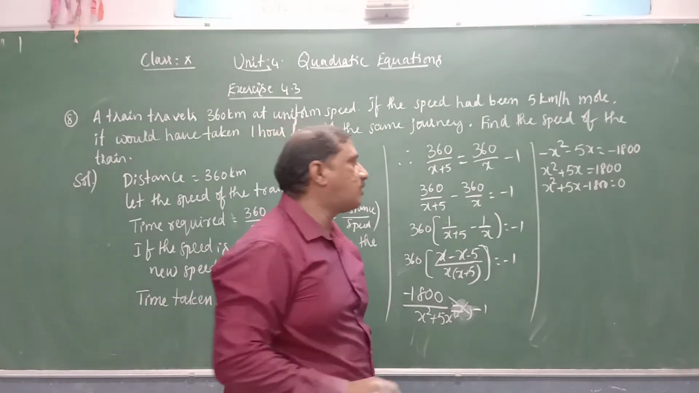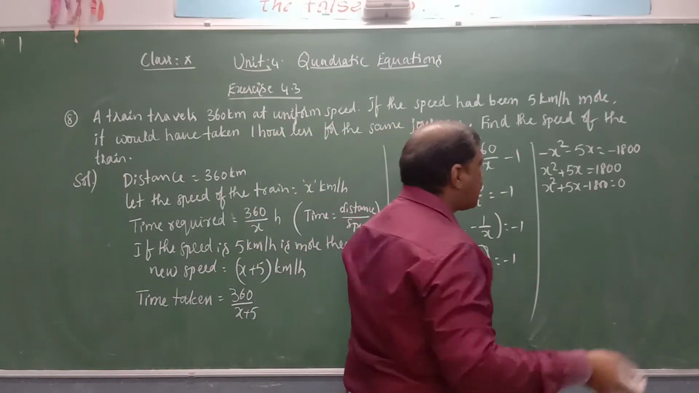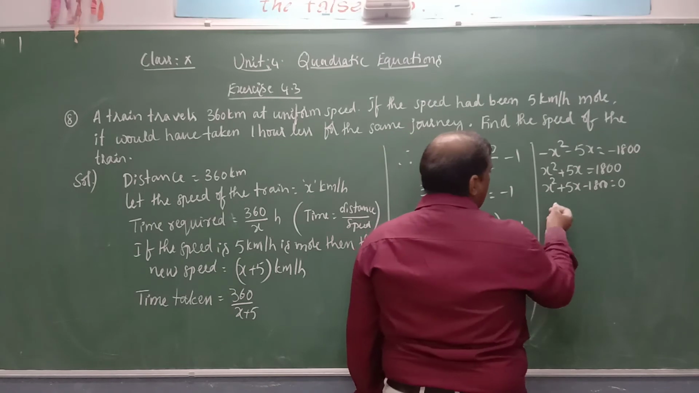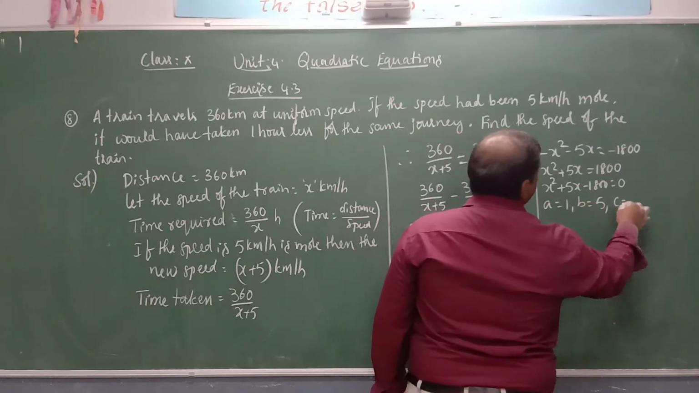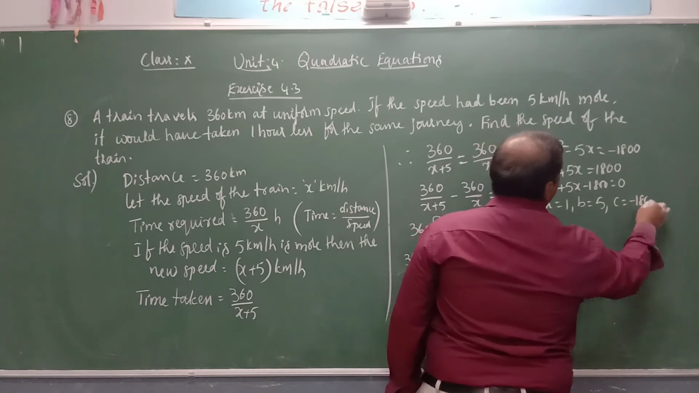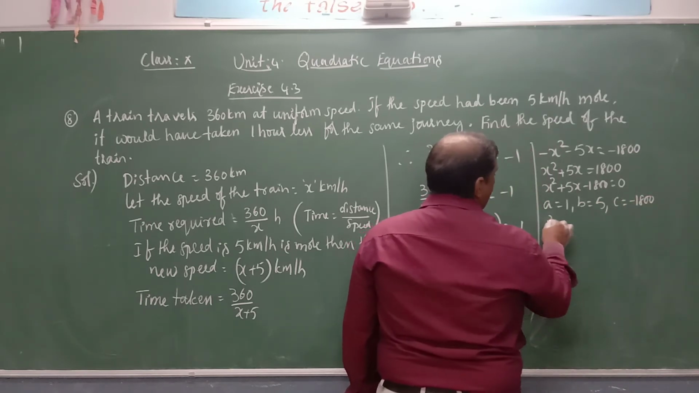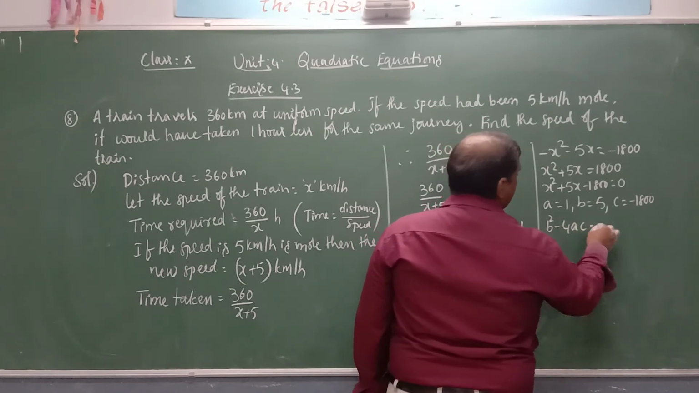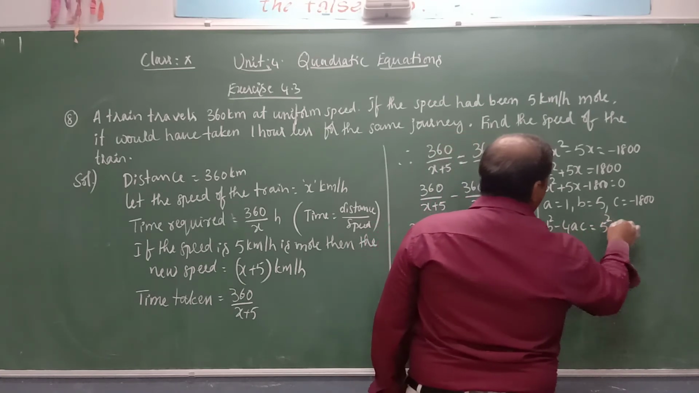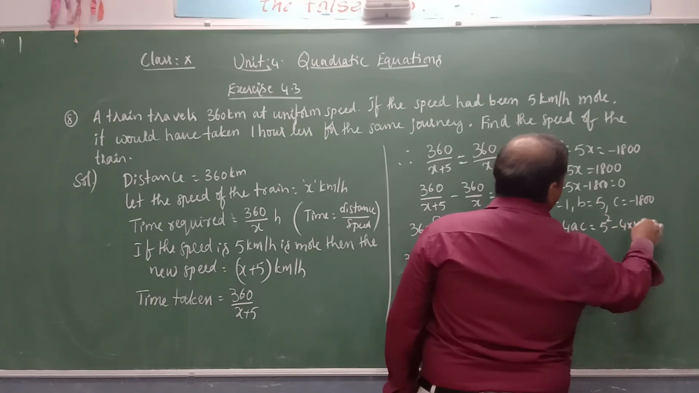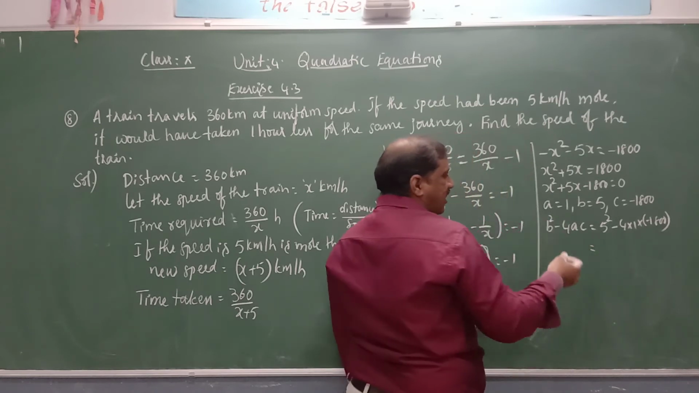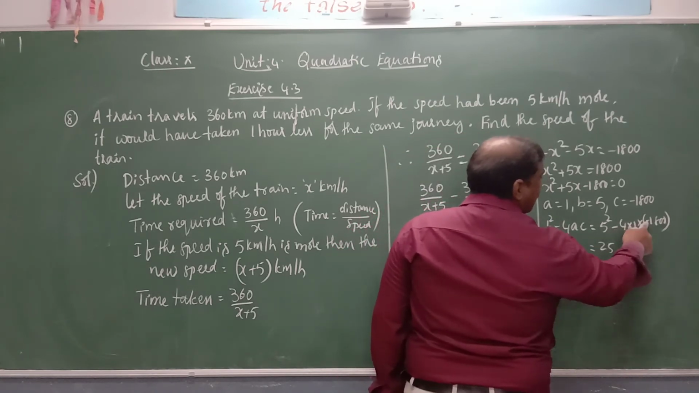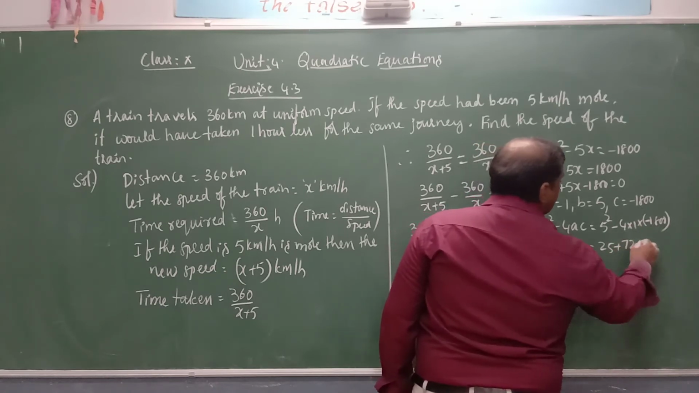Now we need to find the factors or use the quadratic formula. So when we apply the quadratic formula, a is equals to 1, b is equals to 5 and c is equals to minus 1800. Now b square minus 4ac is equals to 5 square minus 4 into 1 into minus 1800, that is 25, minus into minus is plus 4 into 1800, 18 4s are 72, 7200.